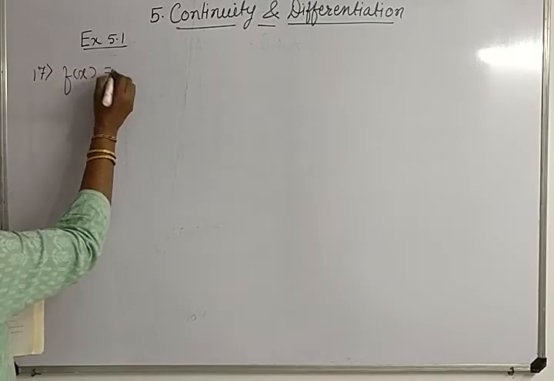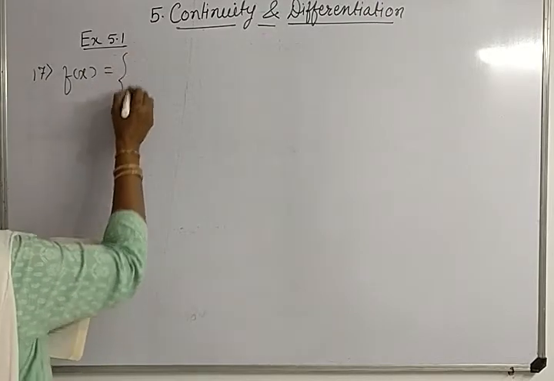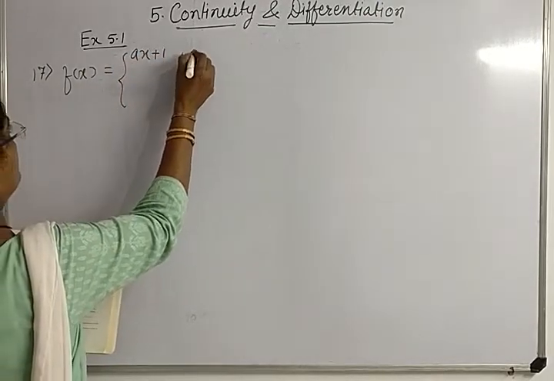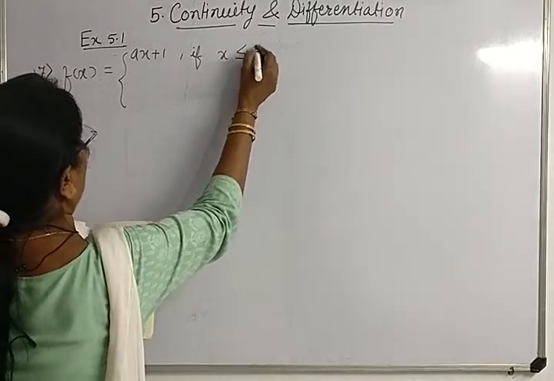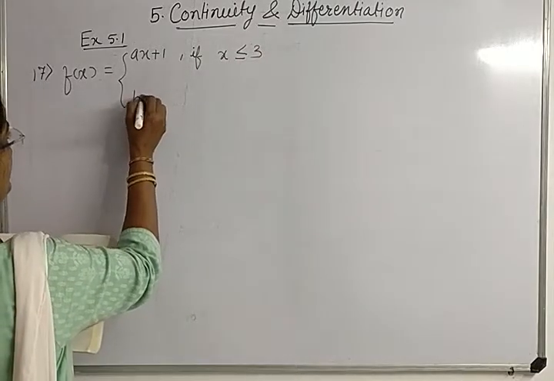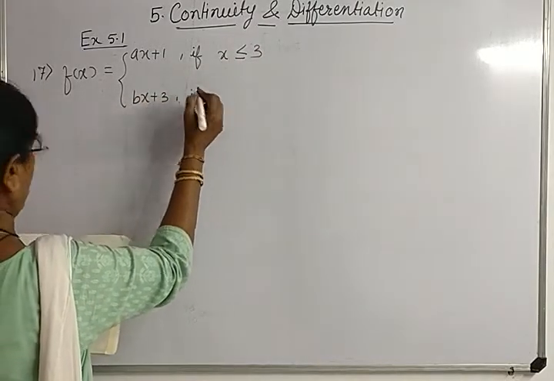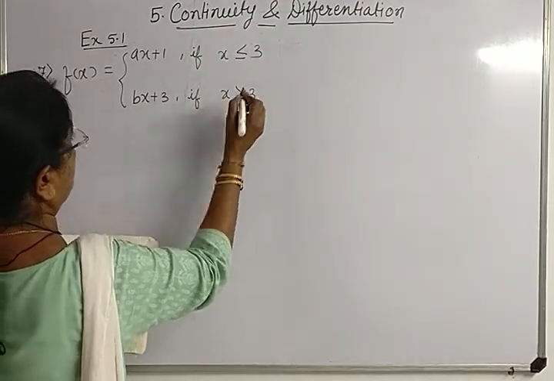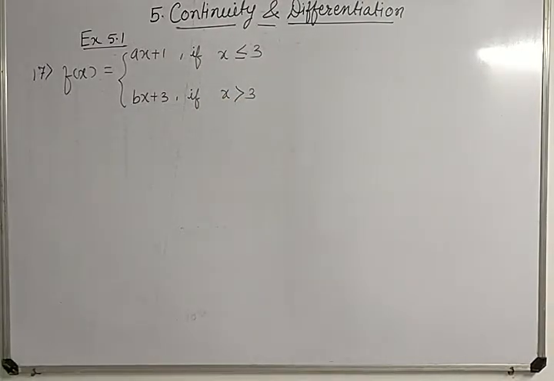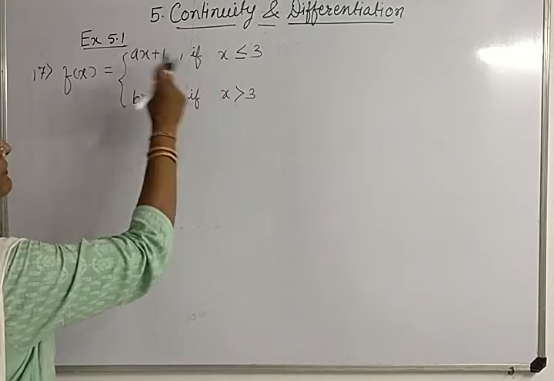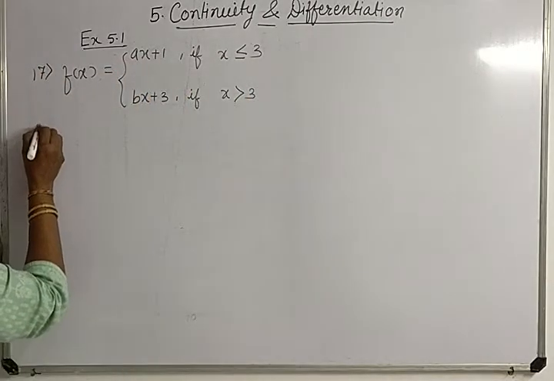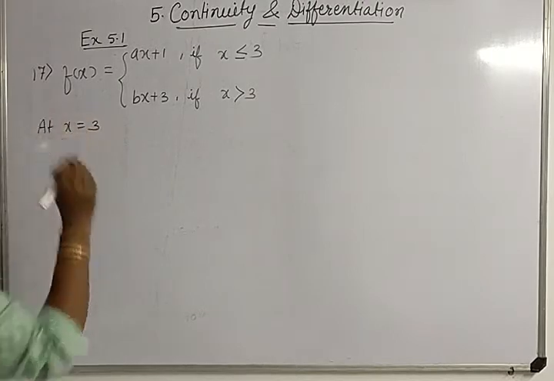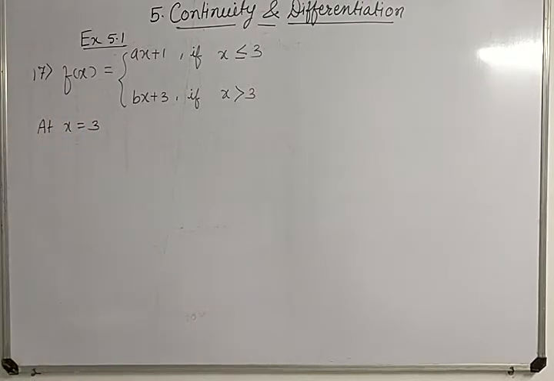f of x equal to, the function is ax plus 1 if x is less than or equal to 3, and this equal to bx plus 3 if x is greater than 3. Now, for less than 3 the function is this, for greater than 3 the function is this one, for equal to 3 the function is this one. Now at x equal to 3, it is given that it is continuous, means left hand limit equal to right hand limit.